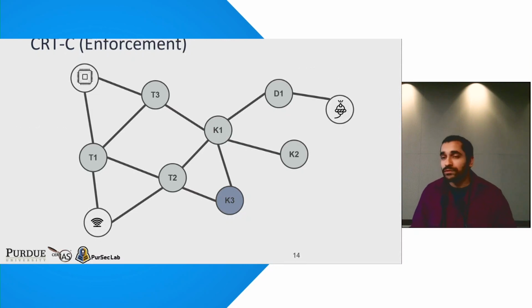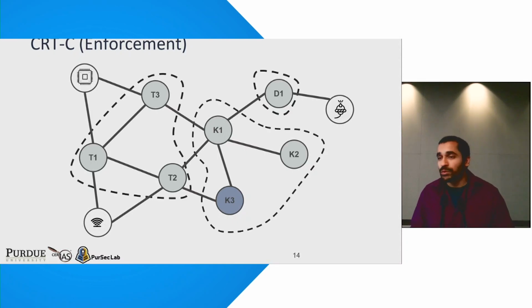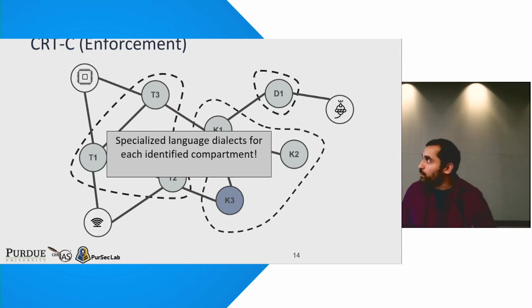Next, we need to do enforcement, so they are isolated from each other. Again, this isolation should be low overhead, and we have to do it in the same privilege mode. To do this, we provide specialized language dialects for each identified compartment. Each language dialect basically means a special language, or a language with a different programming expressivity.